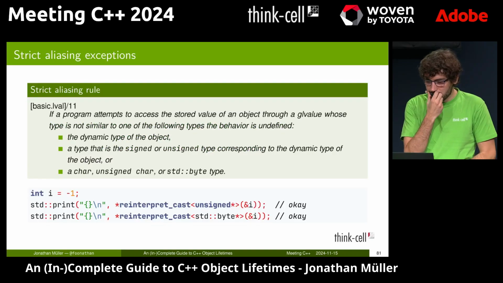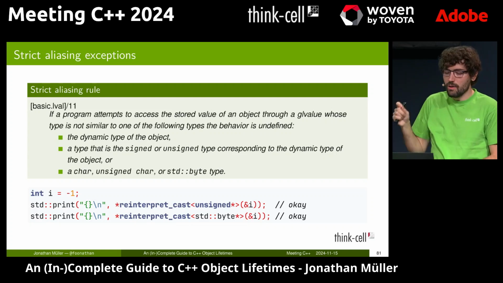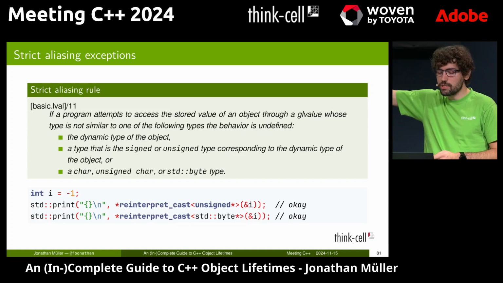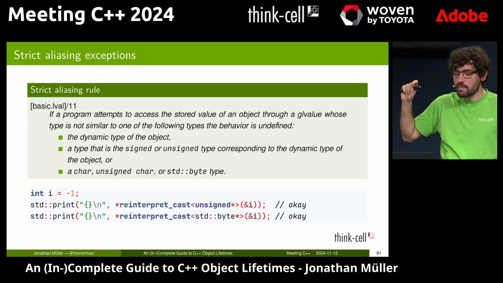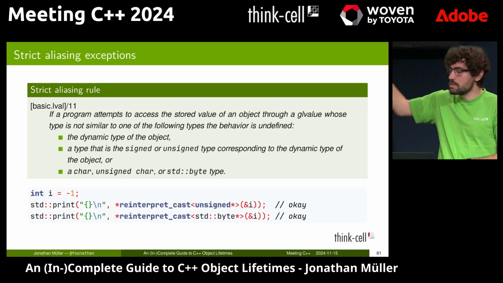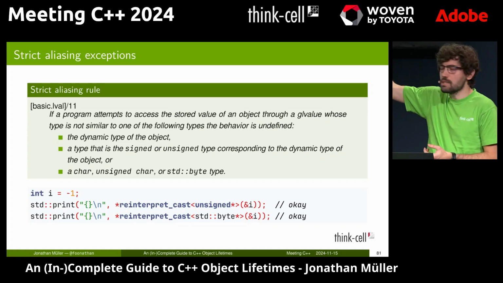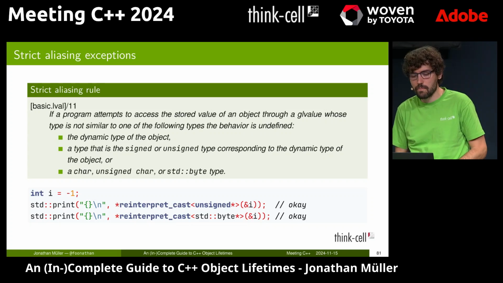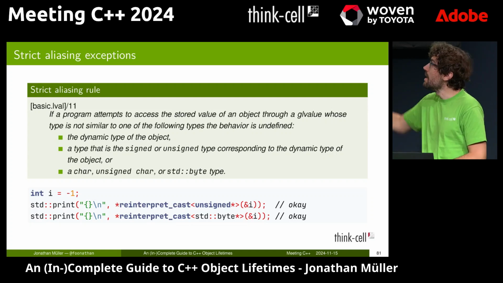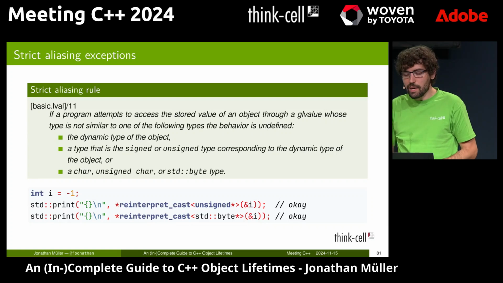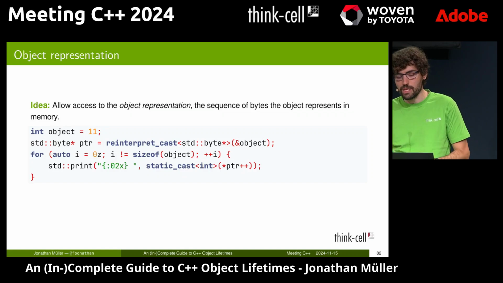Now there are a couple of exceptions to the strict aliasing rule. So it either has to be the correct type, or a signed or unsigned type, or char, unsigned char, or byte. So when we have our int, the first line is okay, because unsigned is the unsigned version of int, so we don't violate the strict aliasing rule. I don't know why this exception is there, but it is. This code is okay. And also you can use char, unsigned char, std::byte, and this time I'm using std::byte to do this. And the idea behind that is that you can access the object representation, so the sequence of bytes of an object in memory.